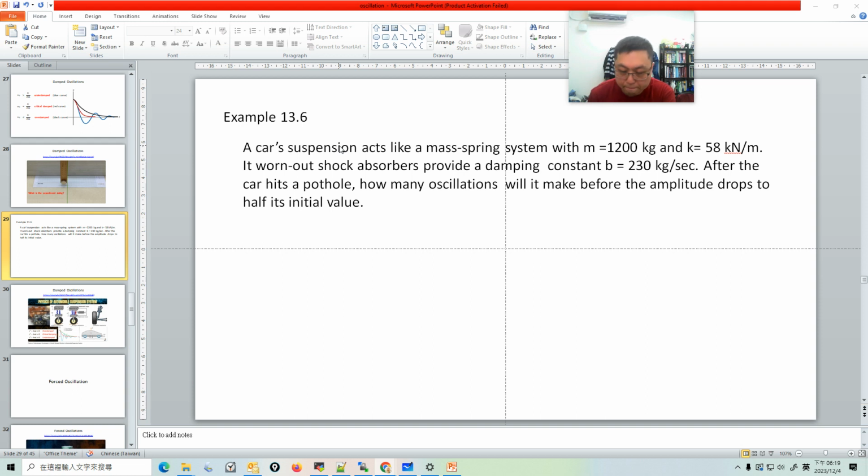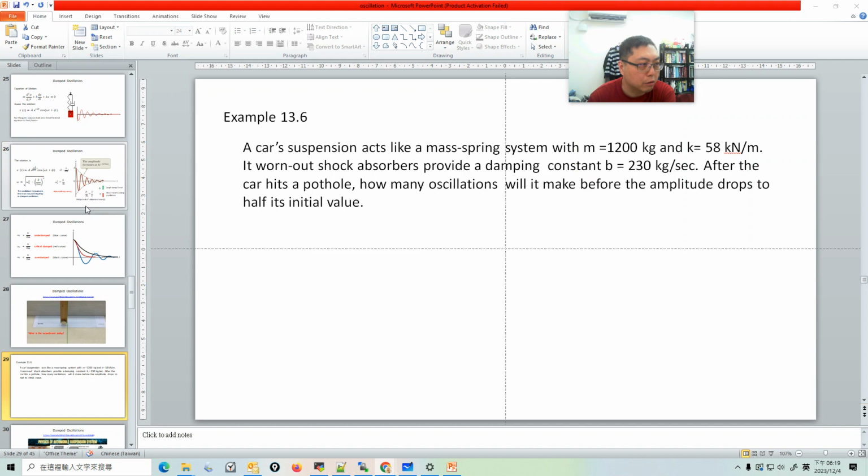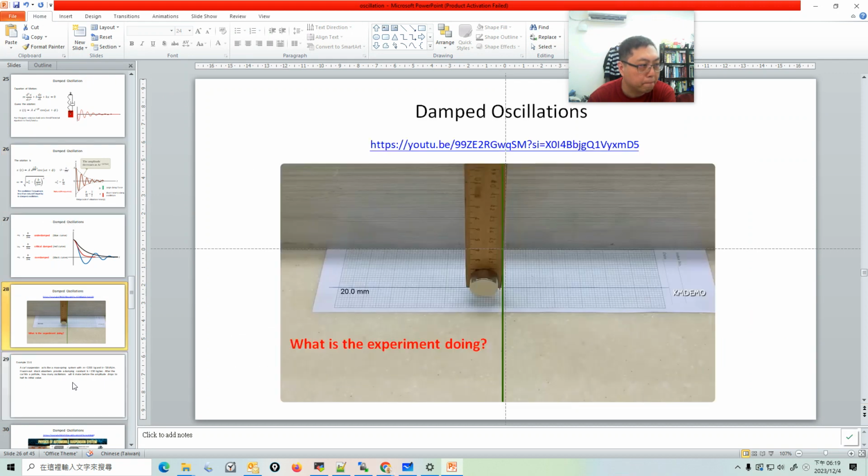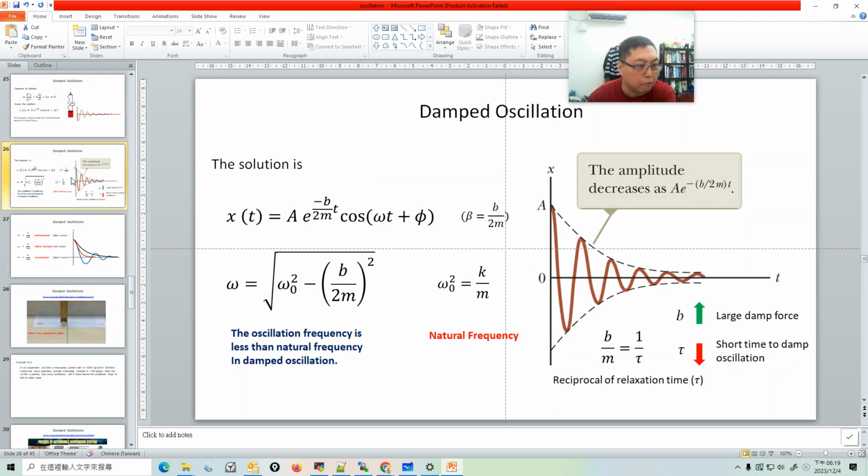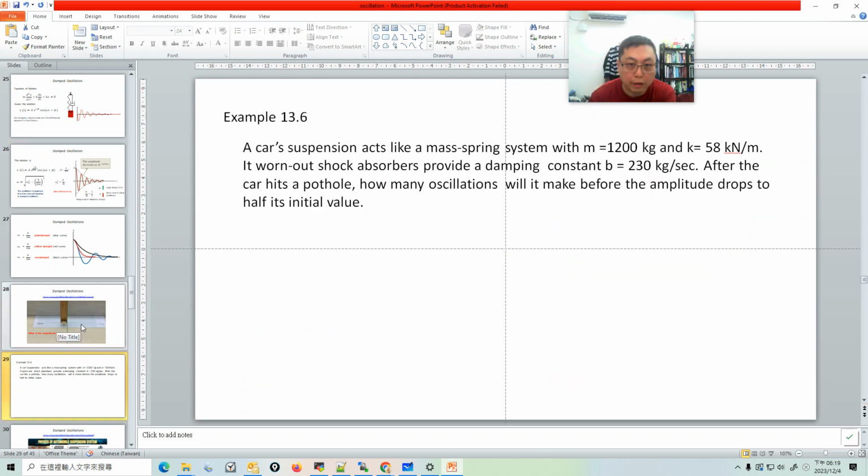Let's look at the solution here. We'll just write some useful formulas. So for damped oscillation, where is my pen? For a damped oscillation, let's start.